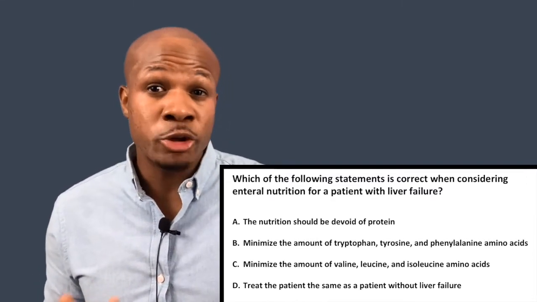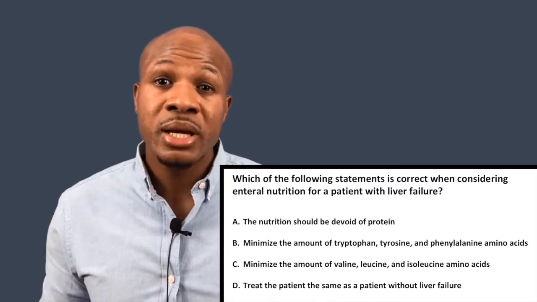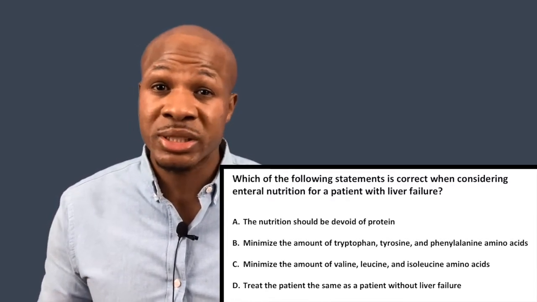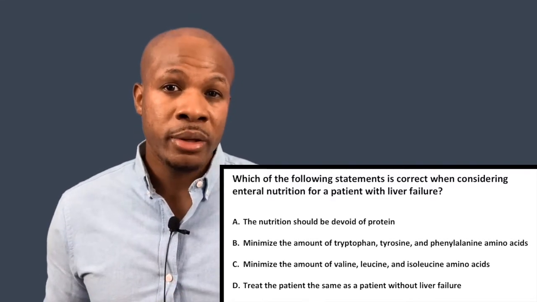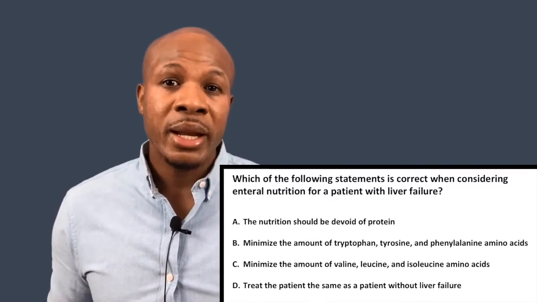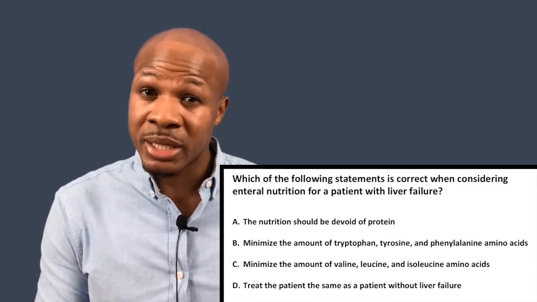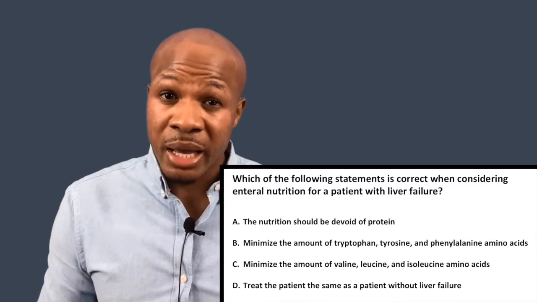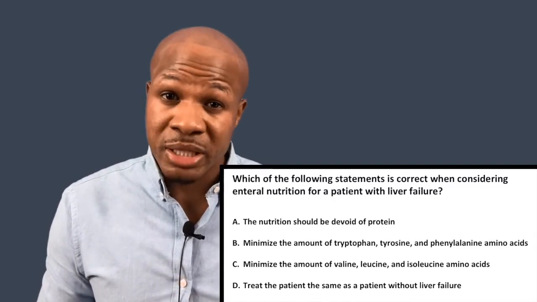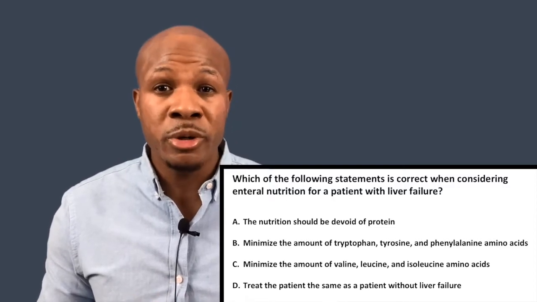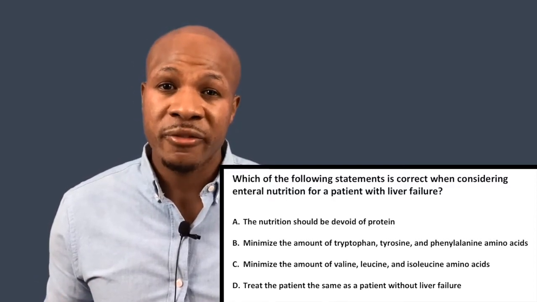The amino acids that you don't want to have a lot of in the bloodstream are the aromatic amino acids, because they lead to encephalopathy, which is like brain damage. So you want to avoid having a lot of aromatic amino acids in a patient with liver failure. And this answer is correct because tryptophan, phenylalanine, and tyrosine are aromatic amino acids. So you want to keep those to a minimum when you have a patient with hepatic failure.